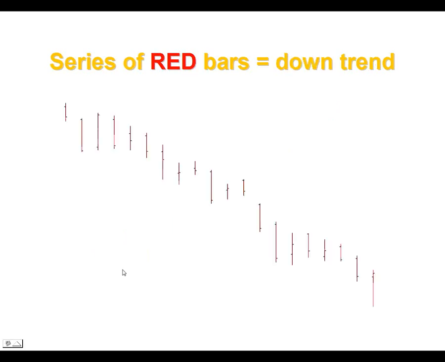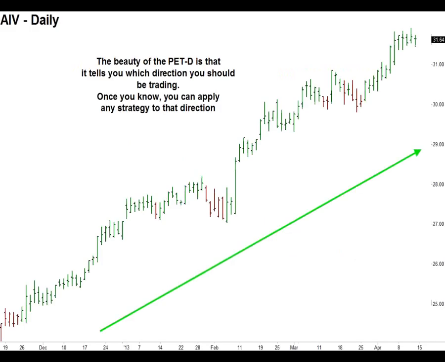Now conversely, if you see a series of red bars, this is telling you that we're in a downtrend. Obviously, it's easy to spot a downtrend here in hindsight, but anywhere from 3 to 5 consecutive red bars is a great, great signal that we are most likely going to continue in that trend. Now, as you see here, we're looking at an older chart of AIV. The beauty of the PET-D is that it tells you which direction you should be trading.